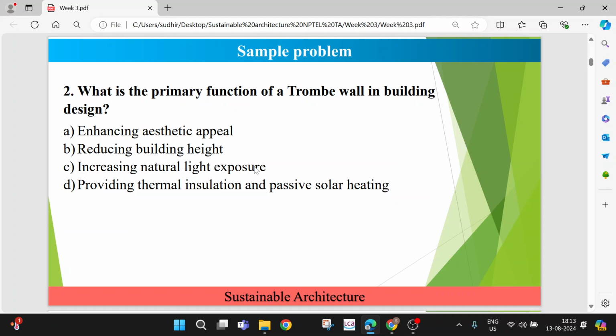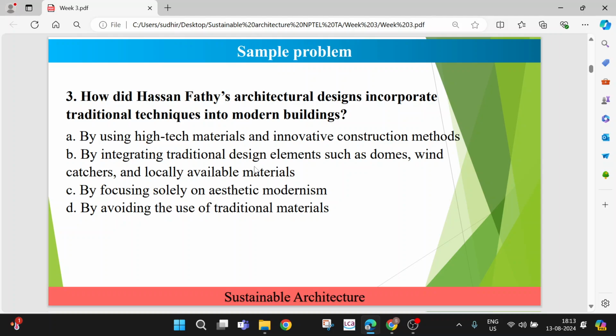So here is question 3. How did Hassan Fathy's architecture designs incorporate traditional techniques into modern buildings? Option B. Option B is correct. Does somebody want to add some more to the answer?